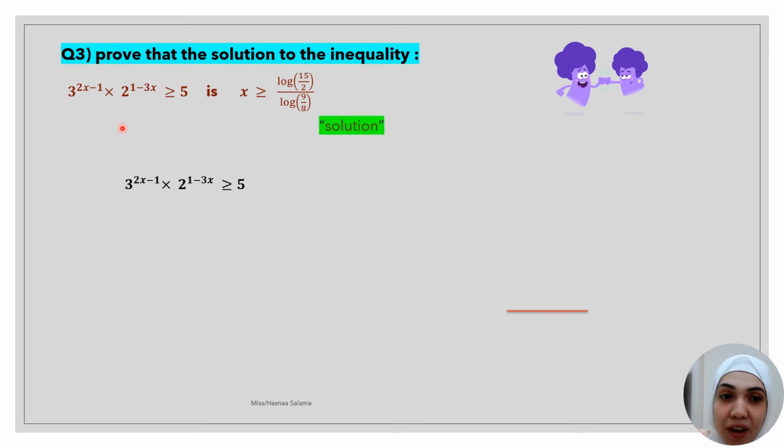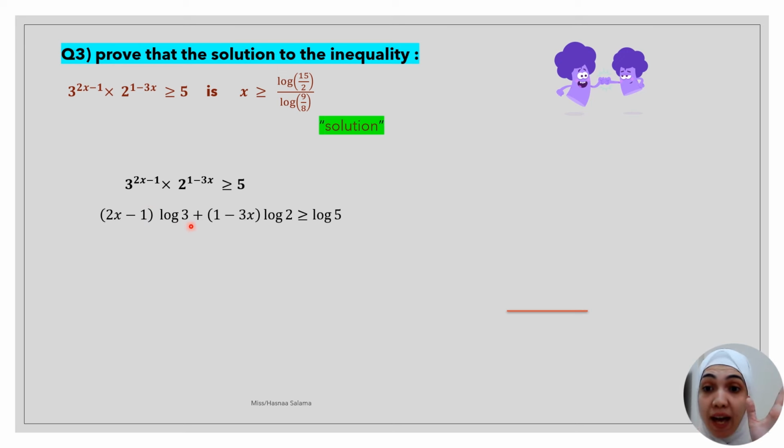So first, I have a multiplication, so I can take a log of both sides. I will start from here. I will write a log for both sides, and I will use two laws: the power law, because I have a power, and the multiplication law. Okay, step by step. It will be like this. I wrote the power down: log 3, plus, because of the power law, (1 minus 3x) log 2, greater than or equal to log 5.